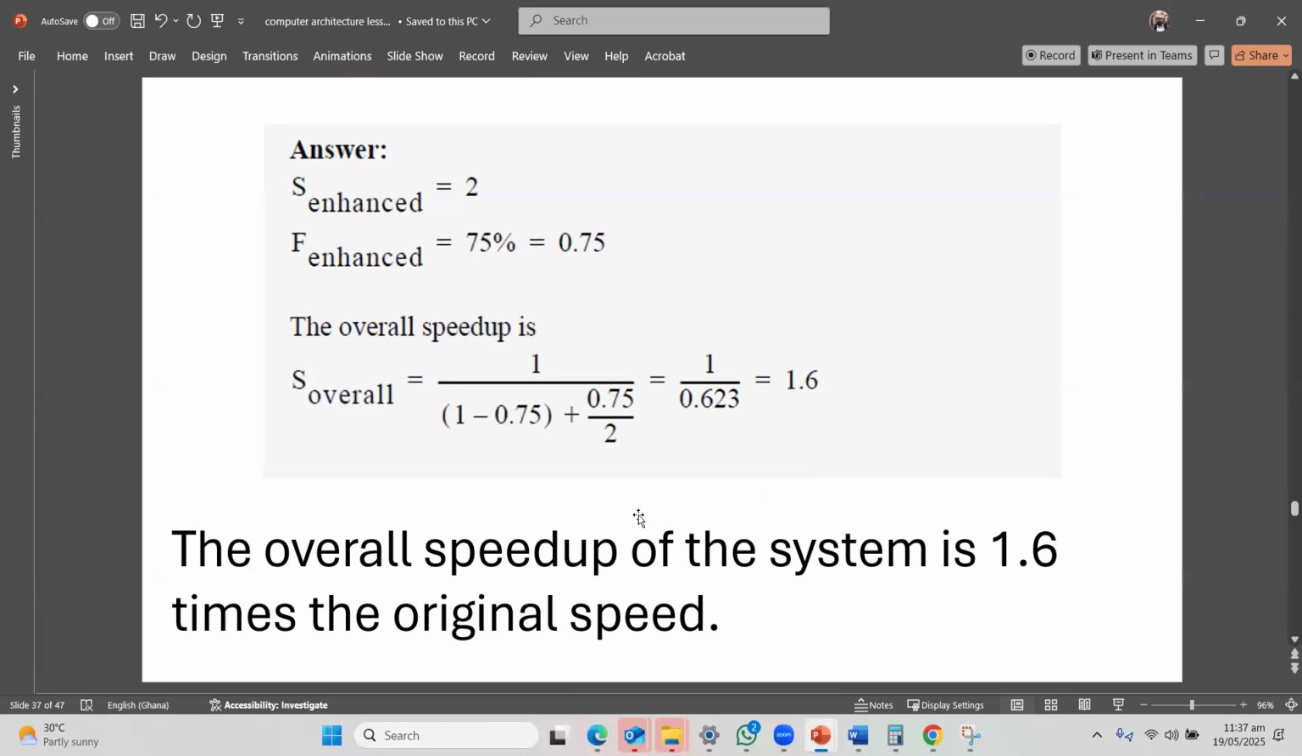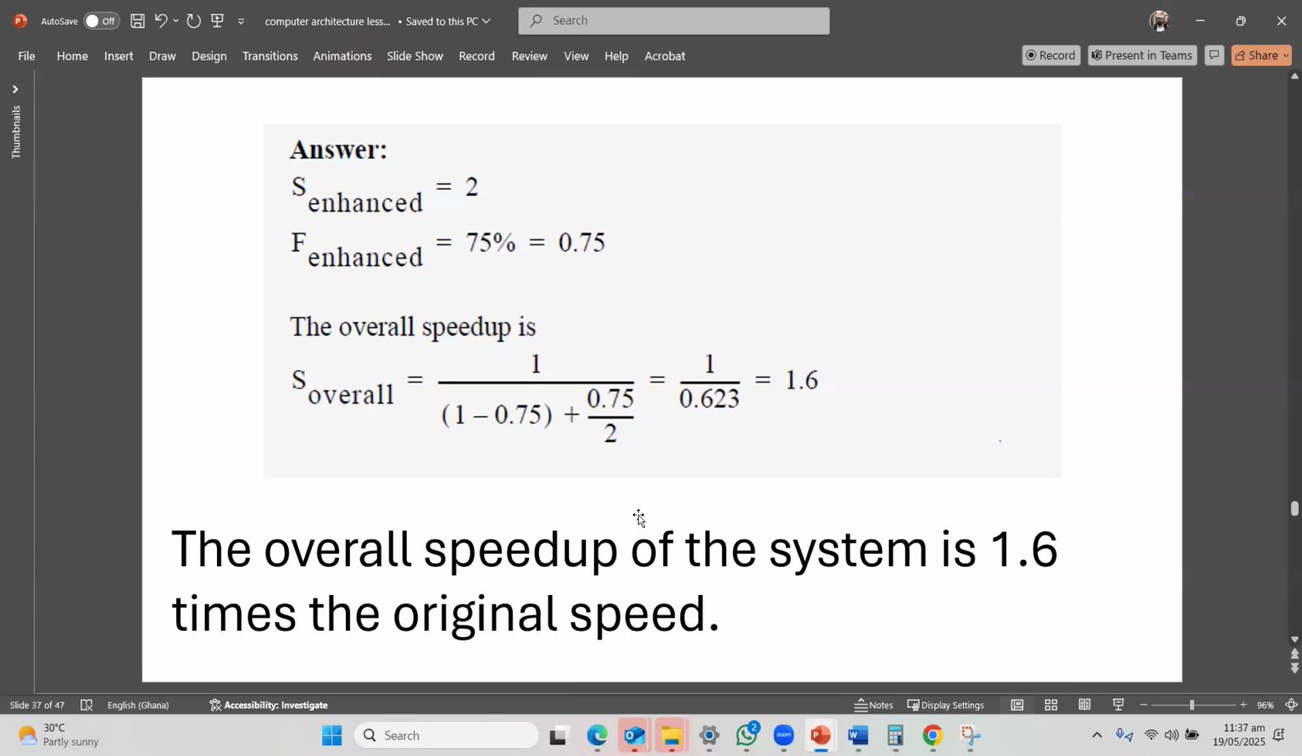That means that for this system, if I am to do what I want to do, I would get an overall speed up of 1.6. That is the improvement my computer will have. It will improve by a factor of 1.6. It's not even reaching 2.